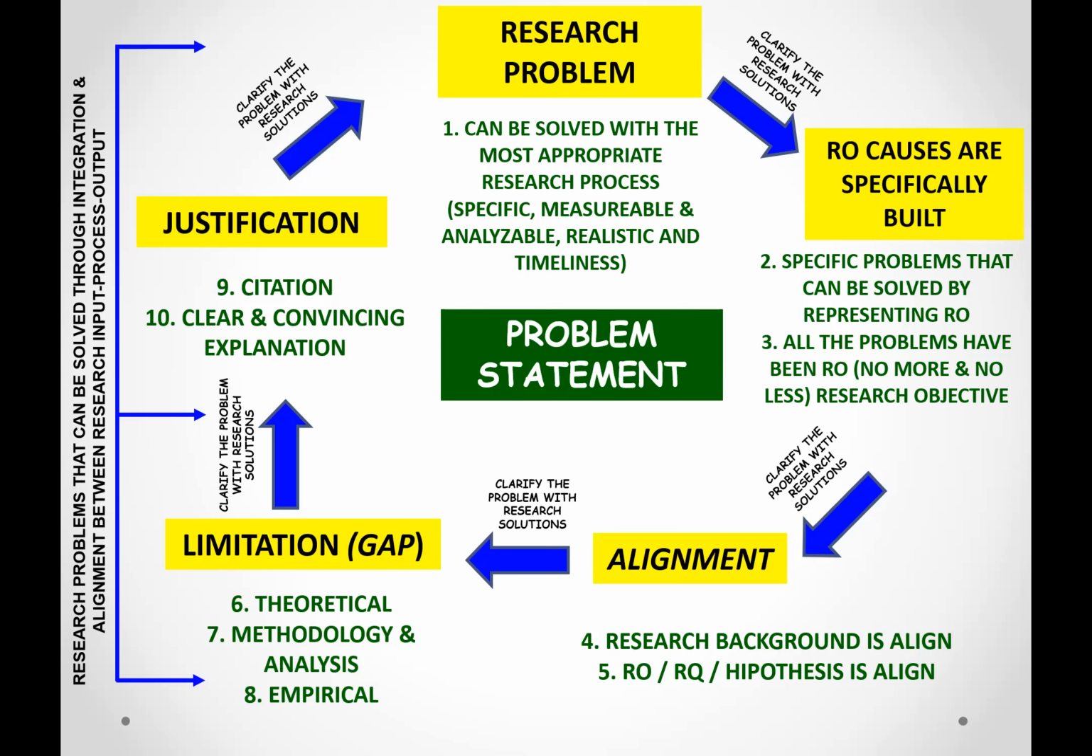Okay, and then we can make two conclusions. We know we have already written the problem statement. We can check alignment with the issues. So we notice that this issue, this is a problem statement. So you can make an alignment between the research background and the problem statement. The second one is you can check the alignment between the problem statement and the objective. That we call alignment, very important in order to write the problem statement.